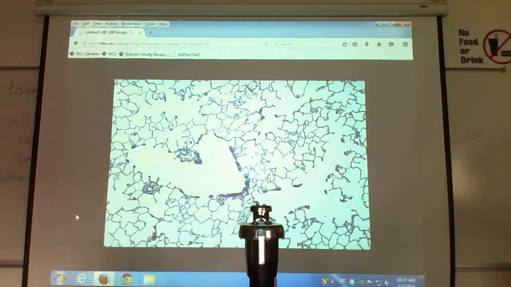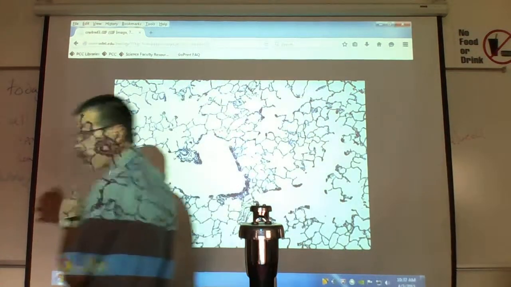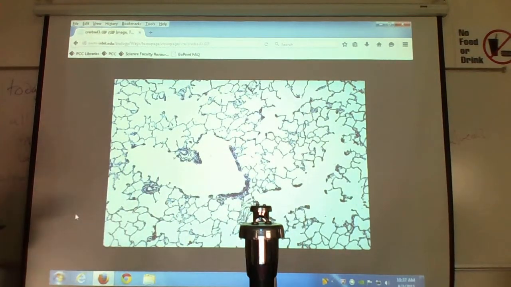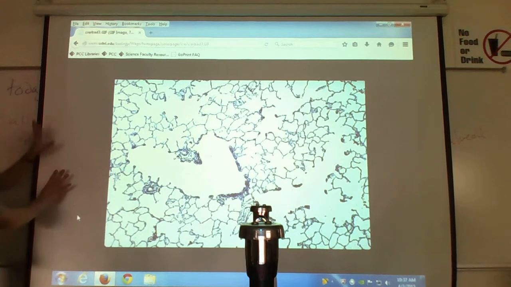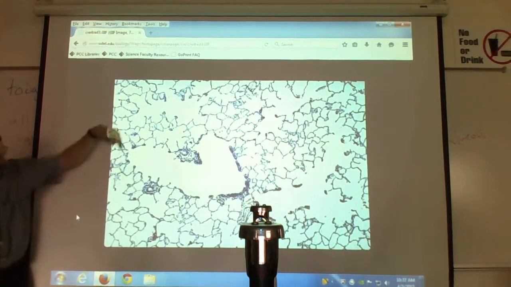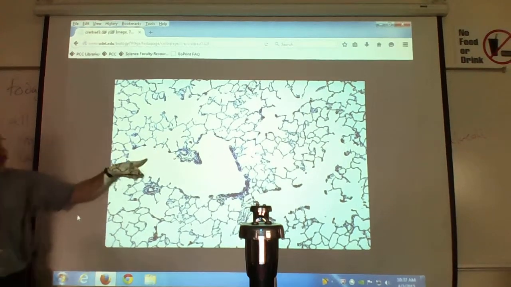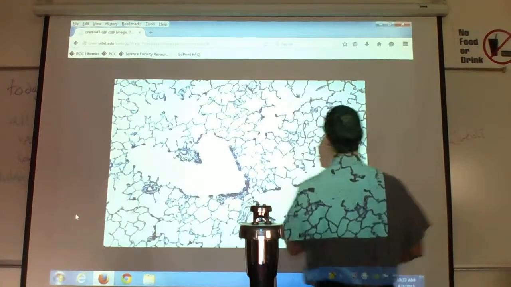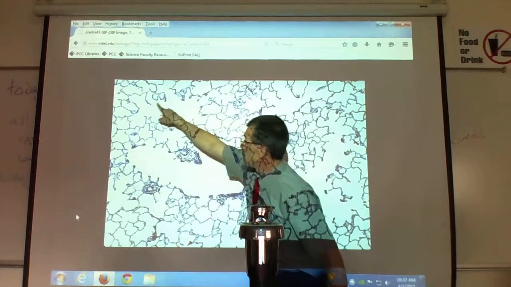Someone point to an alveolar sac for me. Left. Where on the left? Right here? Yeah, because it looks like houses around a cul-de-sac, right? And there's also one basically over here. Actually, there's one here.